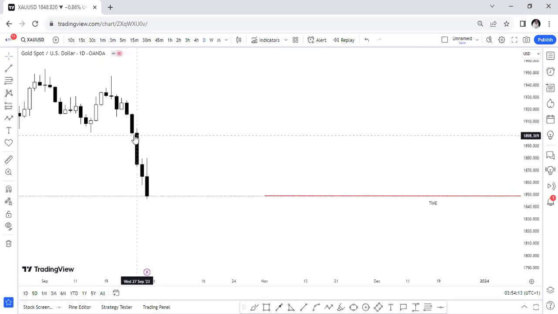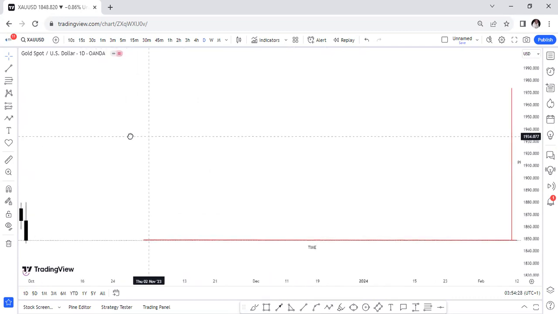Let me repeat again. For sellers, price opens above and closes lower. For buyers, price opens below and closes above. So that is the information for this.